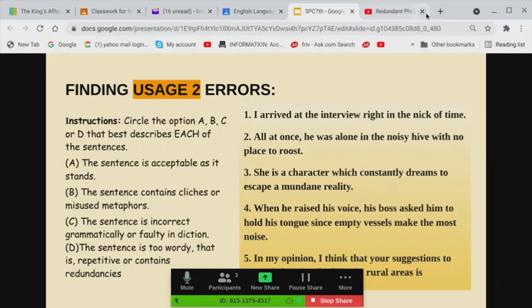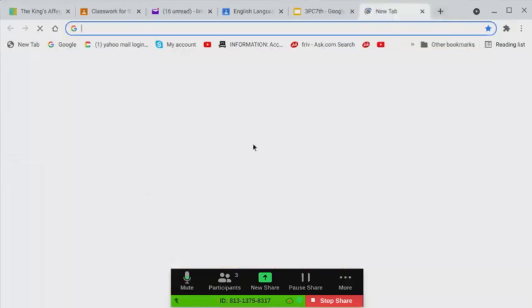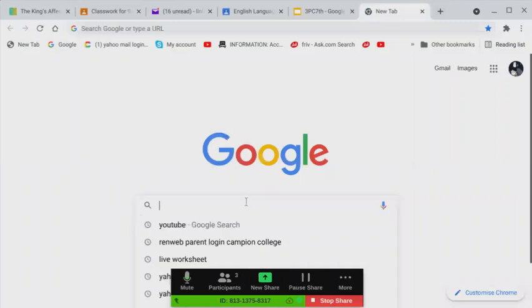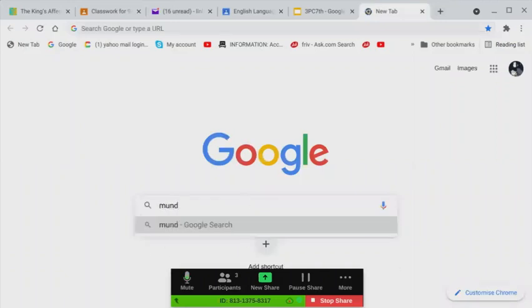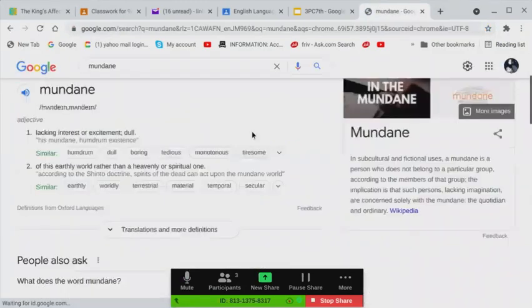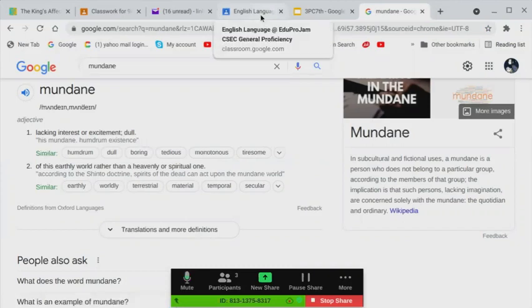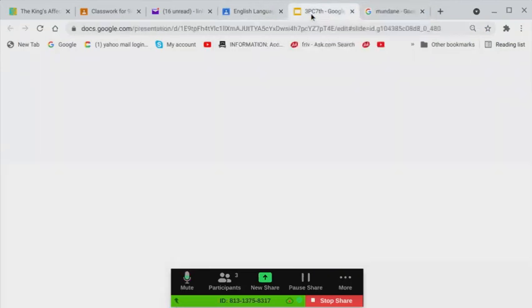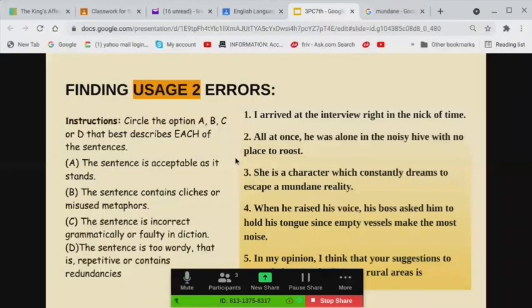I think you kind of got stuck on the word mundane. So let's look at that word. Let's ask Google about that word. There is an expression called mundane reality, but it's not a cliche. The word mundane means lacking interest or excitement, dull. So when someone says mundane reality, it appears as if we're talking about something that is not interesting.